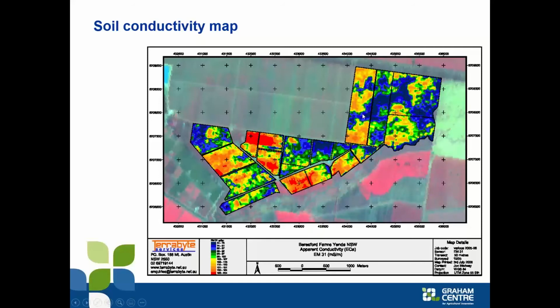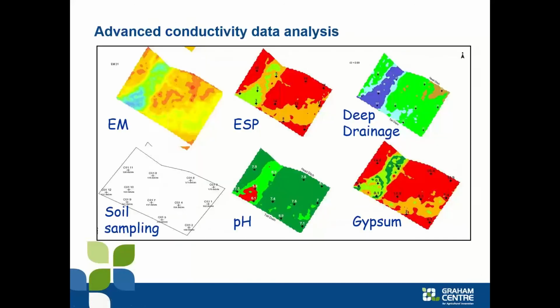So in these maps here, again, they're not necessarily diagnostic. What they're telling us is that these blue areas are likely to be lighter textured soils with higher drainage than the red and orange area soils, which are the high conductivity zones. If necessary, we can run that conductivity data through advanced software, which then starts to identify specific locations to go out and take soil samples from, which can then be used to generate specific maps related to exchangeable sodium, pH, deep drainage characteristics. That can then be taken through to generating variable rate application maps and things.